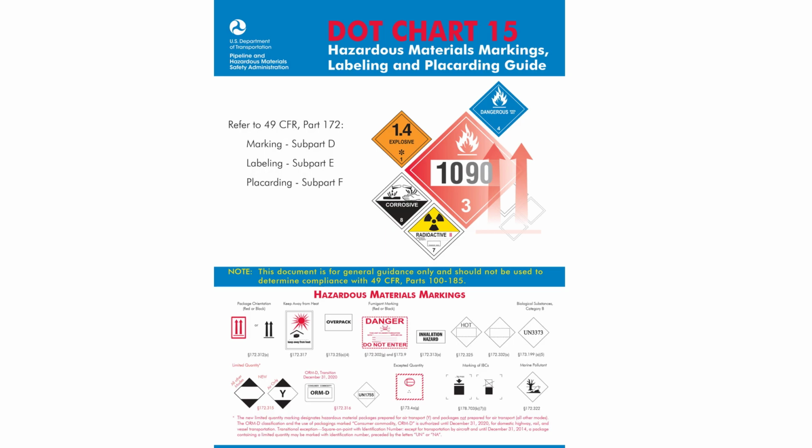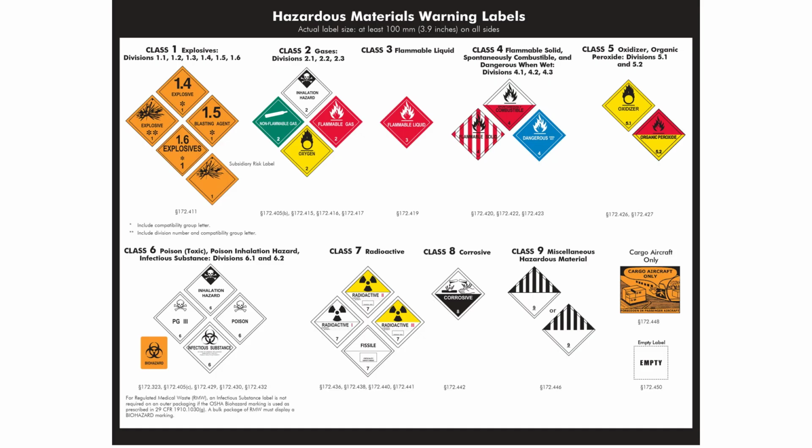How you doing today? We're going to talk about placarding hazardous materials. This is DOT chart number 15. It's a great tool to help you succeed when you're hauling hazmat. These are the different classes.